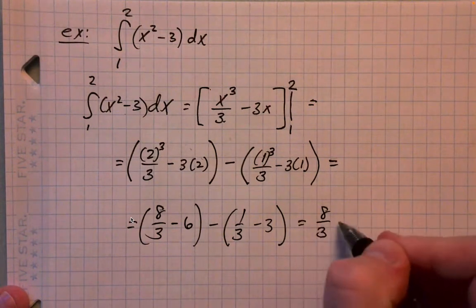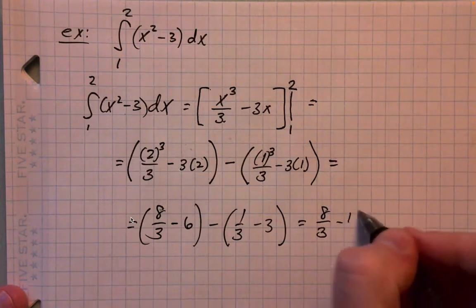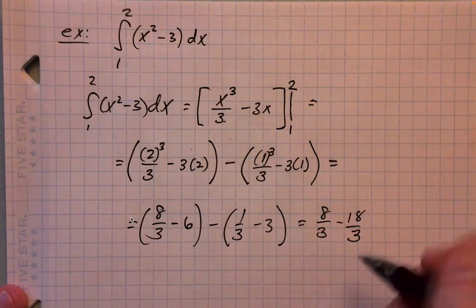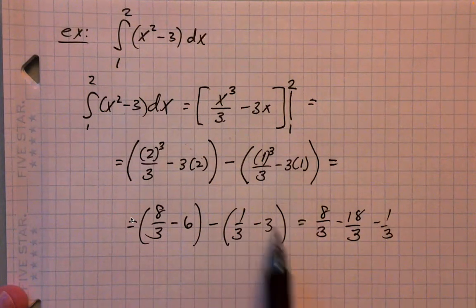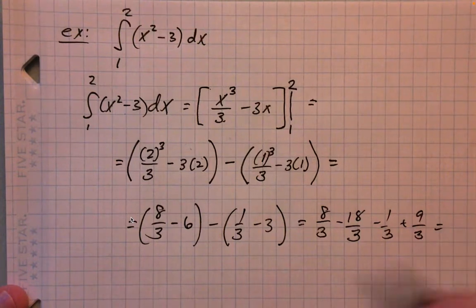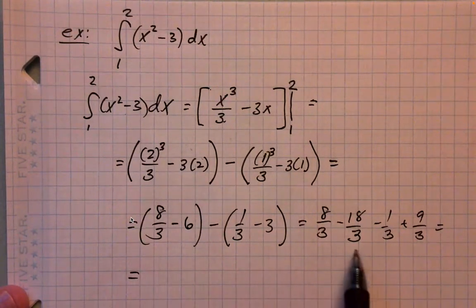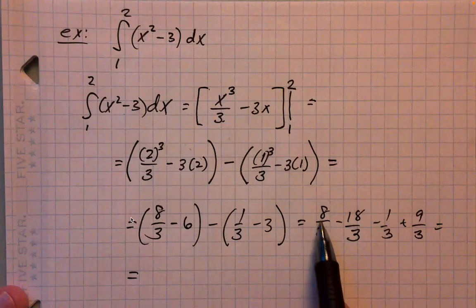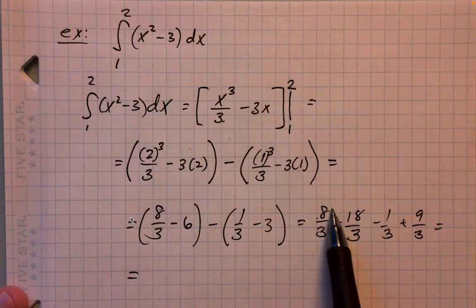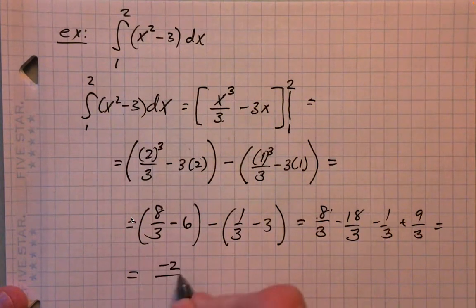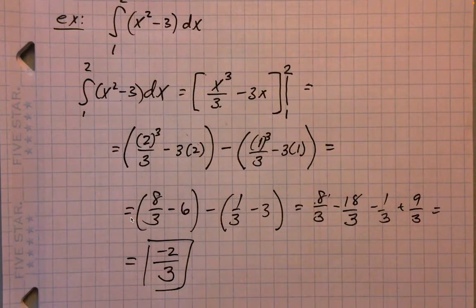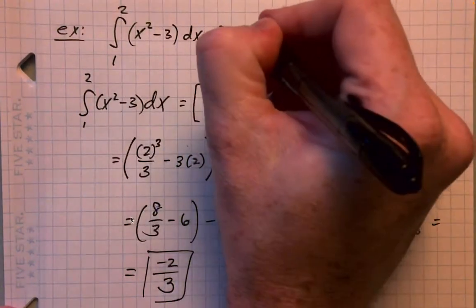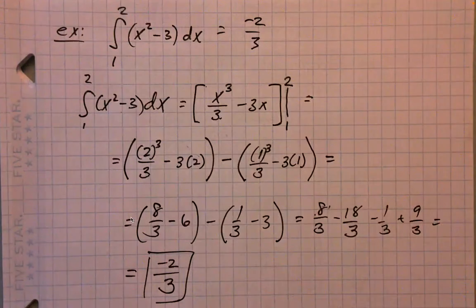This is 8/3 minus 18/3, and then minus 1/3, and then plus 9/3, right? So all together, what do we get here? We get 8 minus 18 gets you -10, and then these two add to 8 together, so you get -2/3 all together, right? So the value of this definite integral is -2/3.